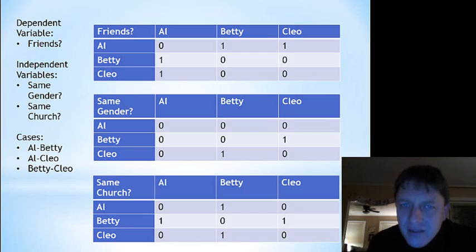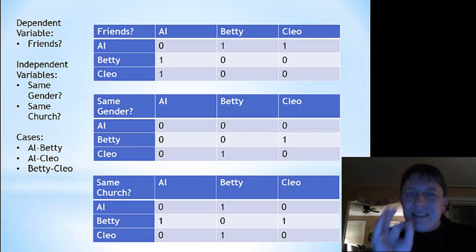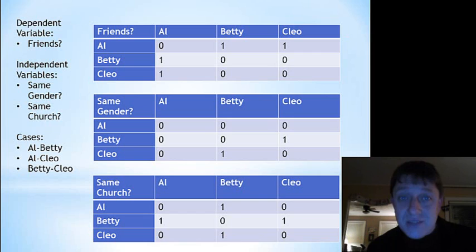We have independent variables then that contain the same nodes in them. Al and Betty are not the same gender. Al and Cleo are not the same gender. Betty and Cleo, however, are the same gender. And so there's a 1 there in the same gender matrix. Having shared gender is a commonality. It's a shared relationship to gender.